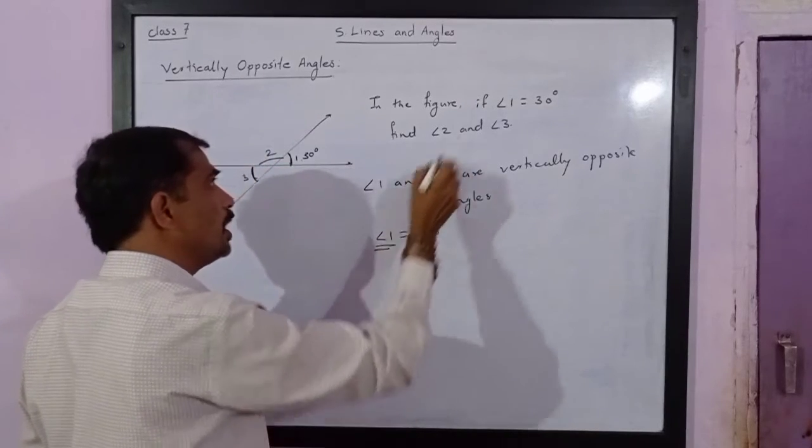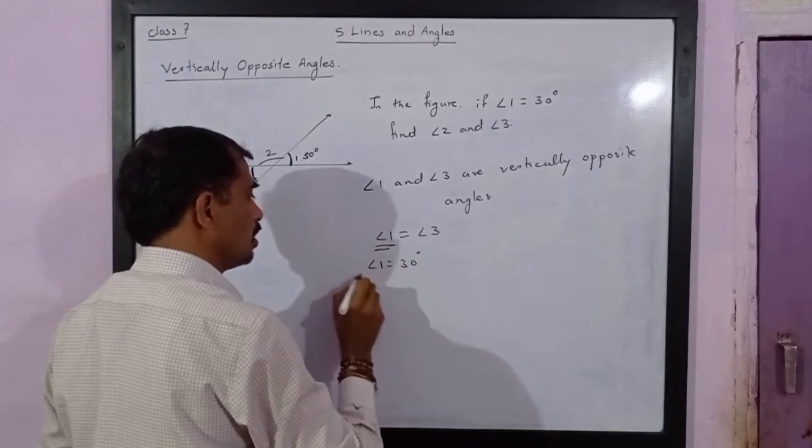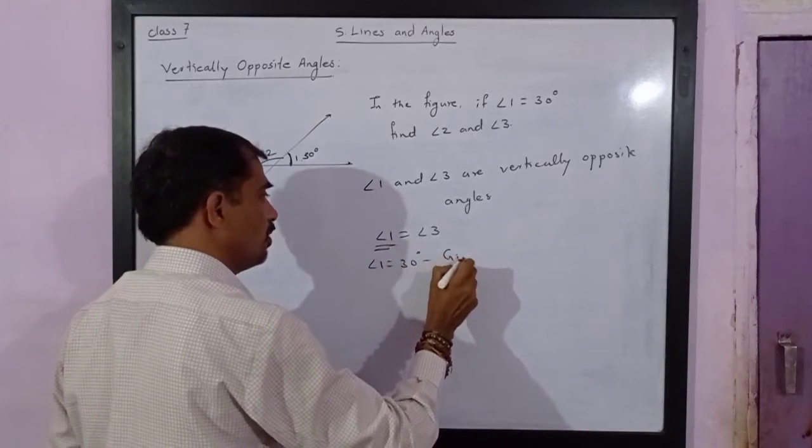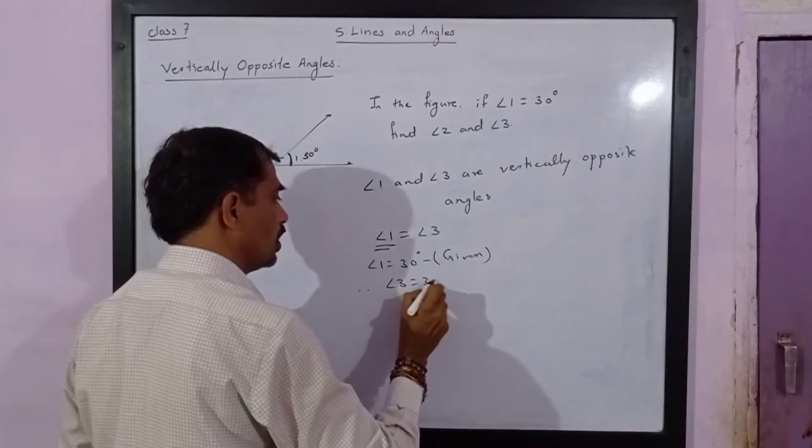We have already studied that vertically opposite angles are equal. So if angle 1 is equal to 30 degrees, this is given to us, therefore we can say that angle 3 is also 30 degrees.